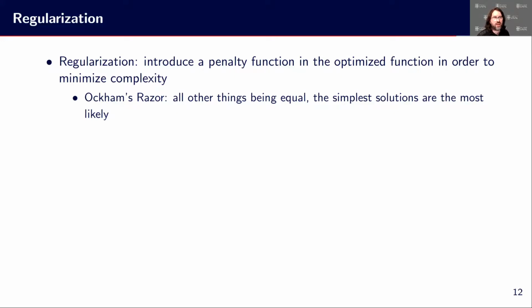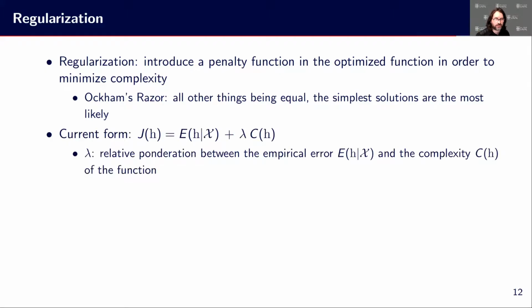That's in line with Occam's razor: all other things being equal, the simplest solutions are the most likely. So with two almost equivalent solutions, if one is much simpler, we can optimize with regularization, and we will go for that one, because the overall function will include performance and complexity. So we want to minimize error, but also we want to minimize complexity in our optimization.